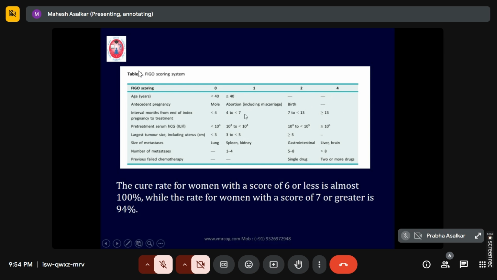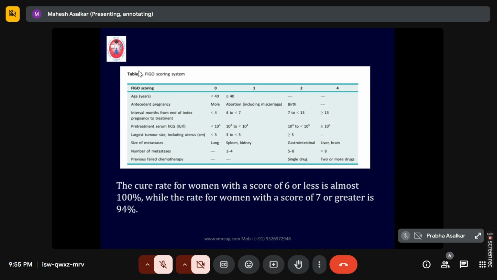Is it very clear? Interval of months from the index pregnancy: less than 4, there is a 0 score. Then 4 to less than 7 is 1, remember it is less than 7. Then 7 to less than 13 is 2. And 4 is for more than or equal to 13.